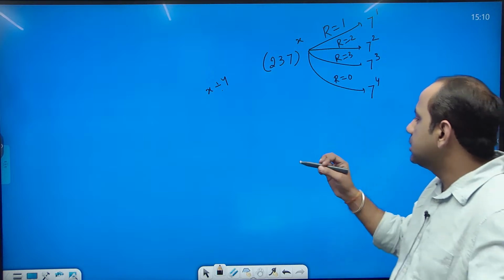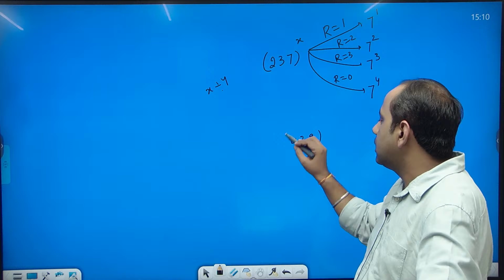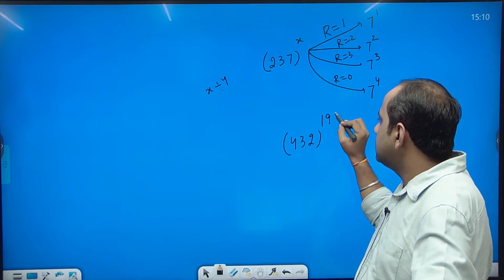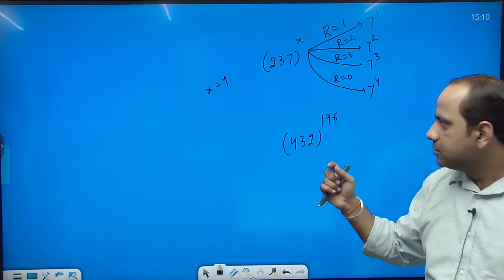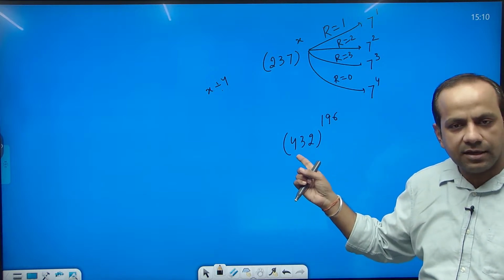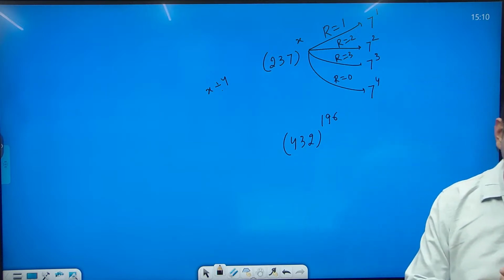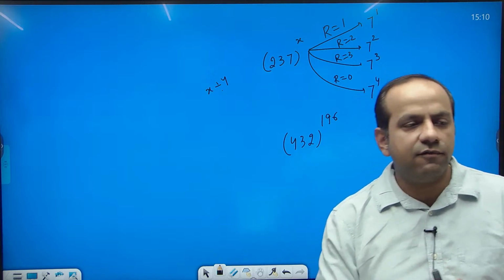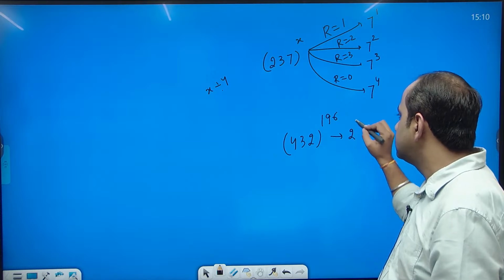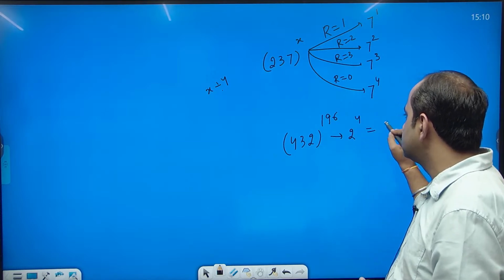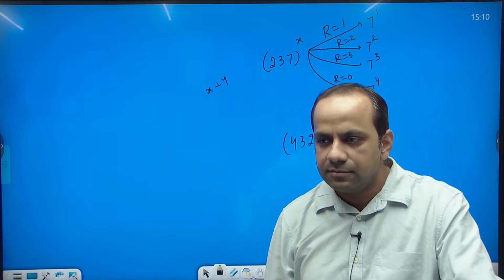You can take one example also. Like if I say 432 raised to the power 196, we have to find its unit digit. So this belongs to which category? Third. So we have to divide the power by 4. If I divide 196 by 4, what will be the remainder? 0. The remainder is 0, that means 2 to the power 4, and this is your final answer. Any doubt in this? Clear?